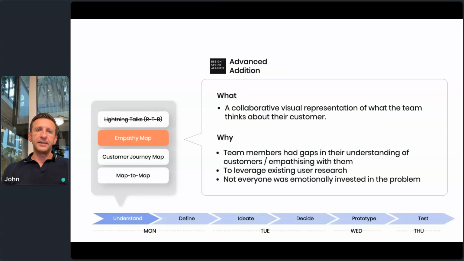Also, a big one is because we needed a way to leverage existing user research. We're working with organizations that have research departments, they have a wealth of data, and you need to have a way to bring that into a design sprint, and this empathy map exercise is great. It's one of them. And yeah, not everyone was emotionally invested in the problem. Once you gain the empathy, the team gets more invested and is more willing to solve, and they're motivated to find the solution.